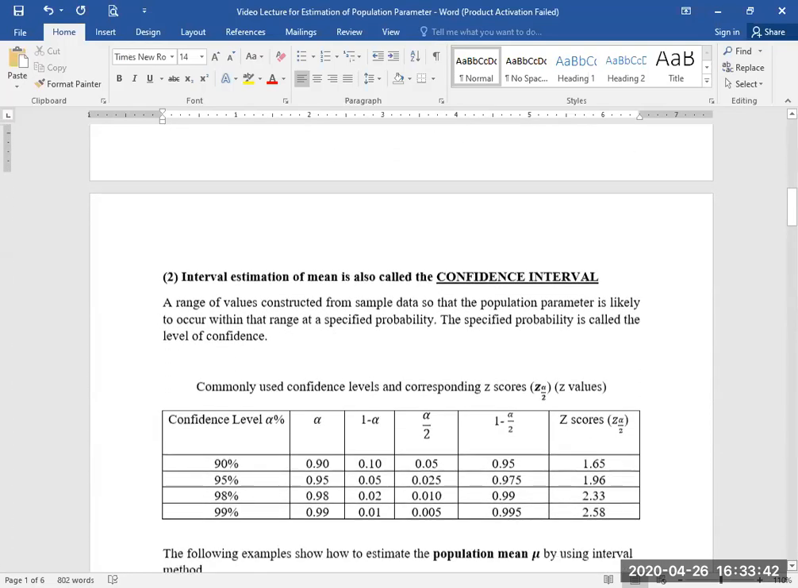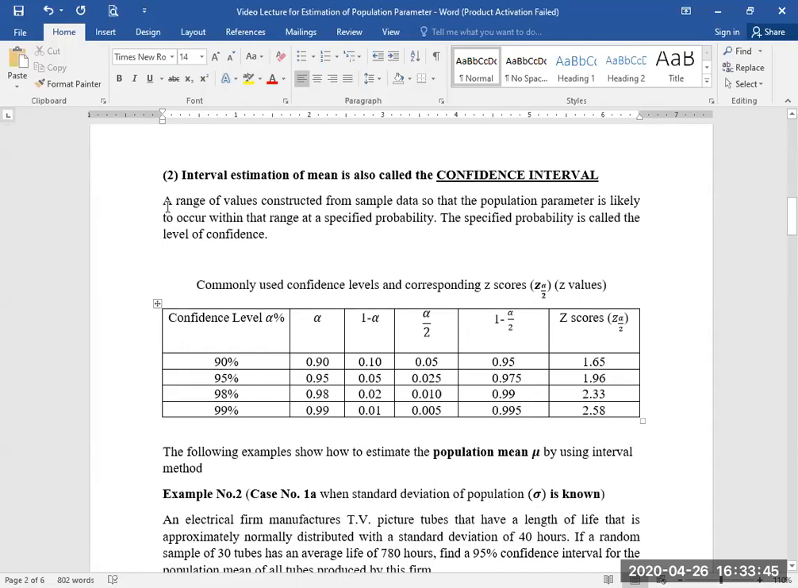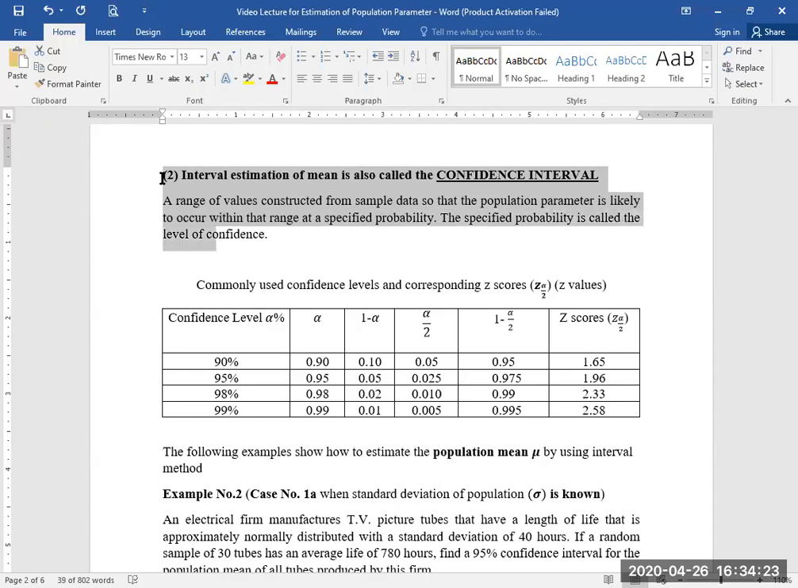Before going for other examples, I want to explain the interval estimation, which is the second type we have to discuss. Type 2, interval estimation of mean, is also called the confidence interval, which is a range of values constructed from sample data so that the population parameter is likely to occur within that range. That range means an interval with a lower limit and upper limit at a specific probability. The specified probability is called the level of confidence.